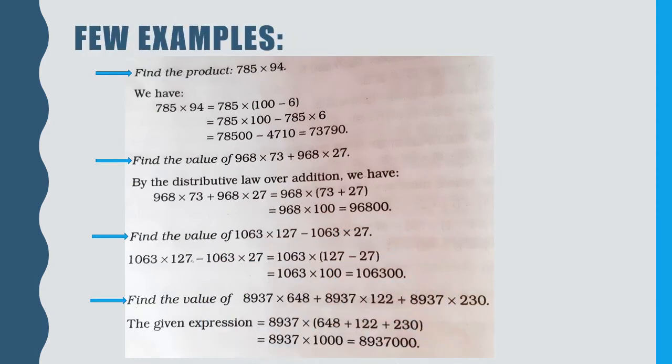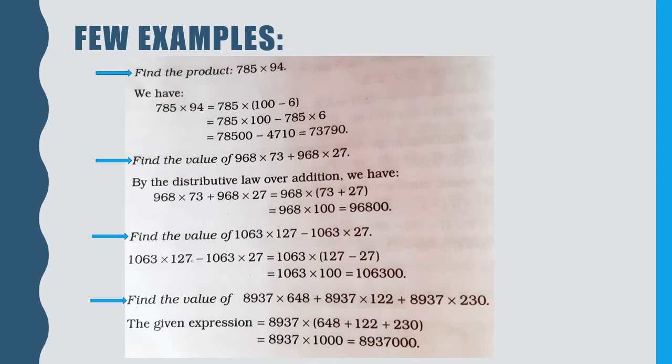It will be a bit better understanding for you all. So in the first part, what we have to do, we have to find out the product 785 multiply 94. It is an easy product, you can directly do the multiplication, but we are going to use the distributive law over here. We can write 94 as 100 minus 6. I hope no one is having a problem.